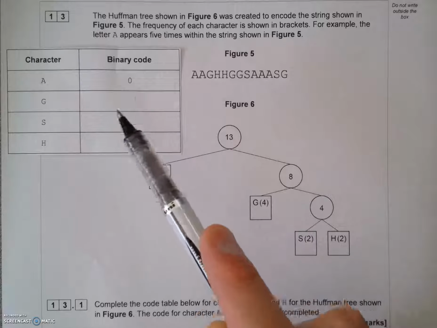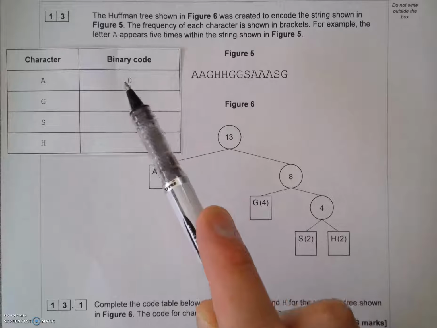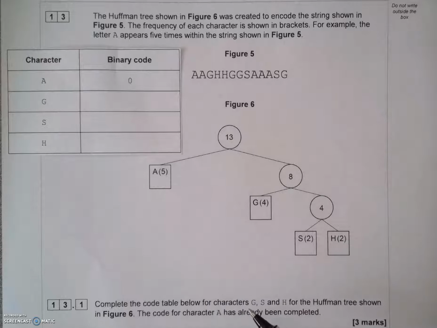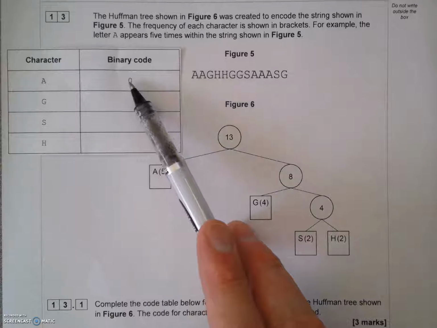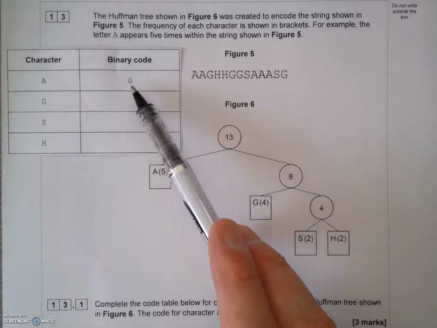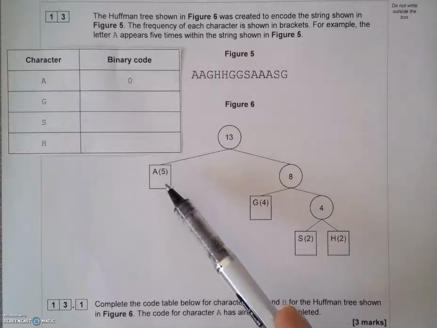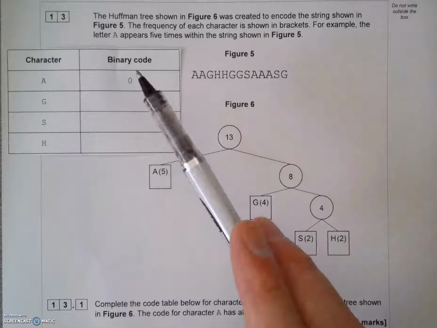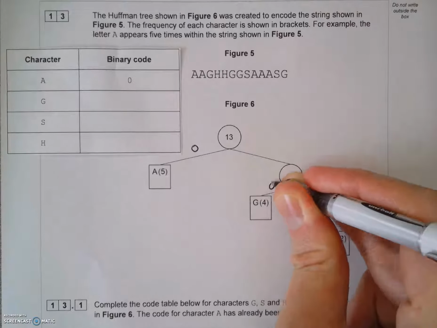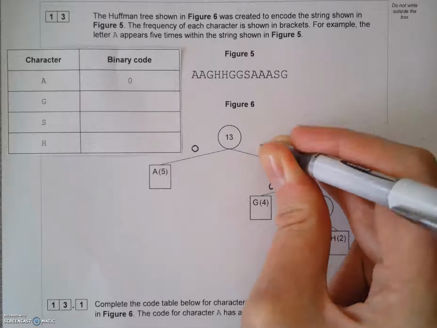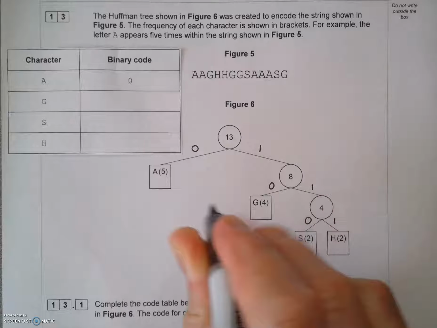I've placed it up here just to cut it out and put it up here because it's easier for doing this. For characters G, S and H, the Huffman tree shown in figure 6. Code for character A has already been completed. So this is quite helpful to have, because this has been given a binary code. So if I look, A is there. If I can't remember that zeros go off to the left and ones go to the right, I've been given quite a big clue there.